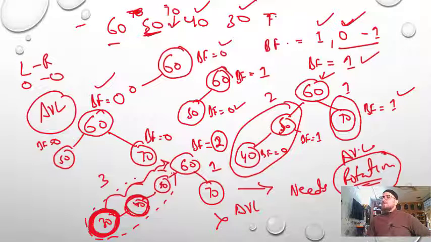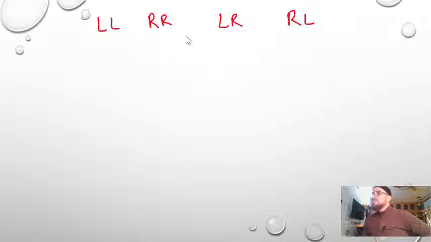Now I told you there are 4 types of rotations. First is, say, left rotation. The rotations are of 4 types. We have left rotation, right rotation, left right rotation, and right left rotation. So what are these rotations? Now we understand them thoroughly.